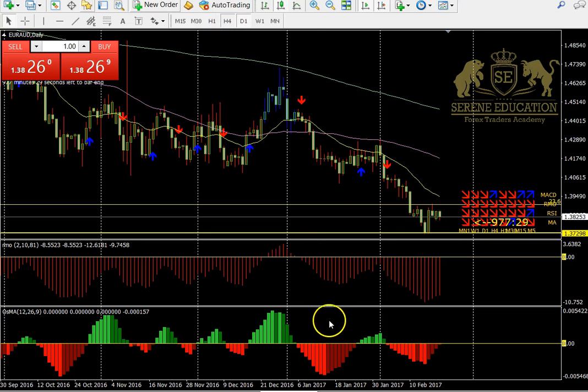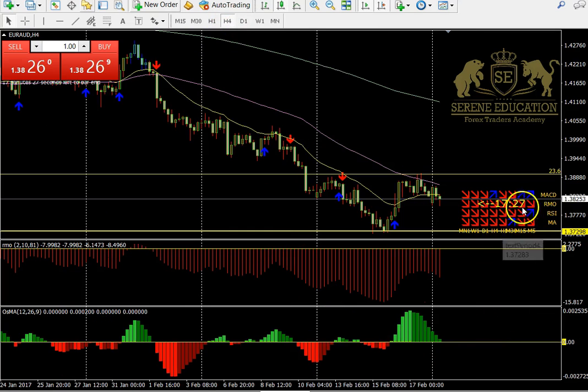What we're going to do now is drop down onto the 4-hourly and then onto that 30-minute to see where that 200-day moving average is. Looking here on the 4-hourly, we can see price still moving in a downward trend direction, using the 50-day moving average as a resistance. We've got a blue arrow, red candle, RMO is below, OSMA is above, but we're seeing a slowdown in momentum of upside movement.